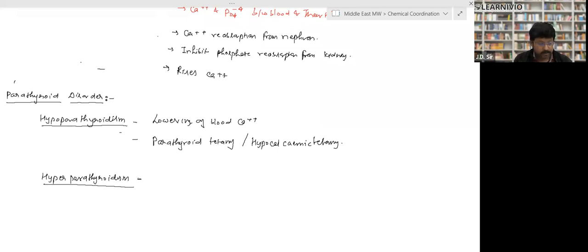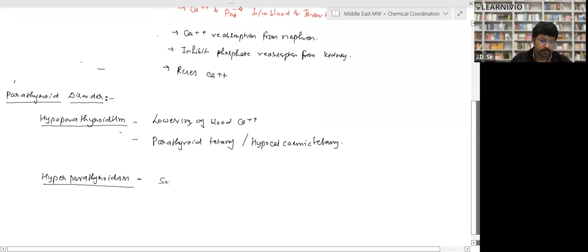It causes demineralization, resulting in softening of bone and bending of bone. Let's stop.